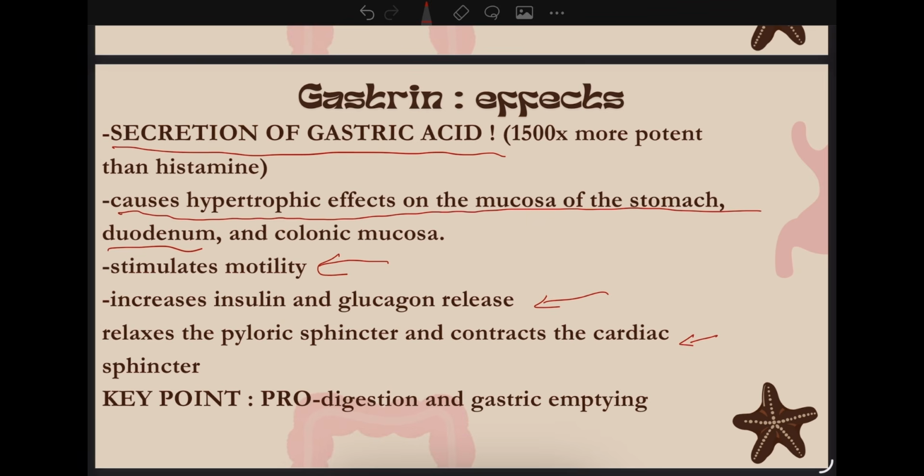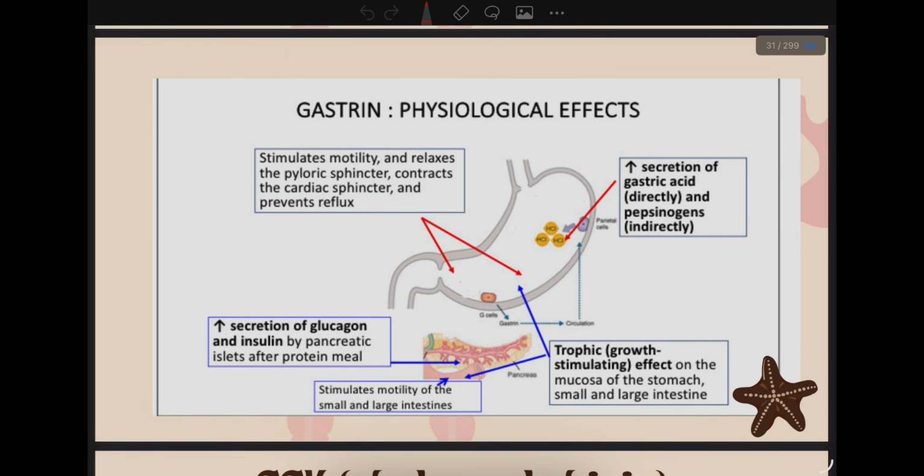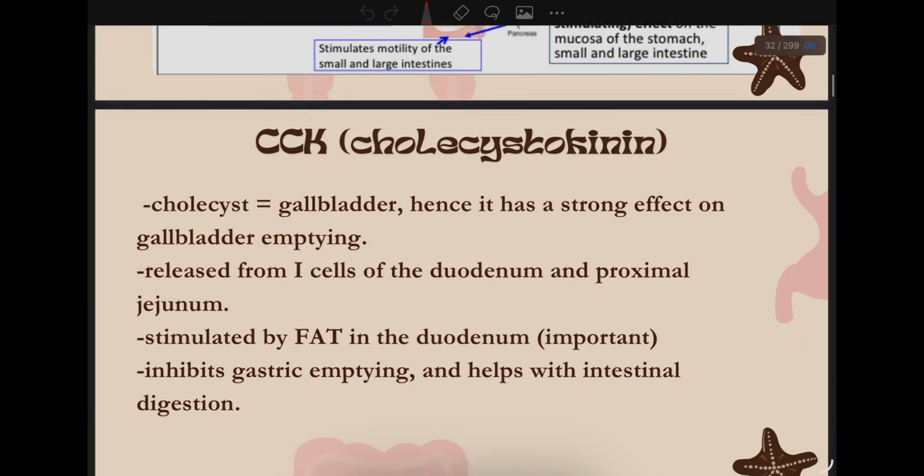The pyloric sphincter, which is this one, you see here. Anyway, the key point is that it's pro-digestion. It wants to digest, and it wants to empty the stomach. Base everything else on that. These are the summary for what we just said.